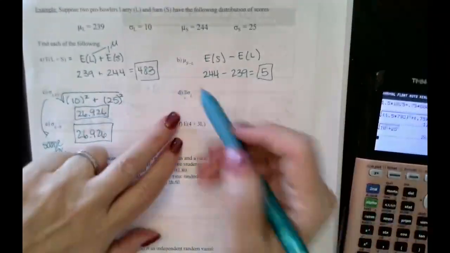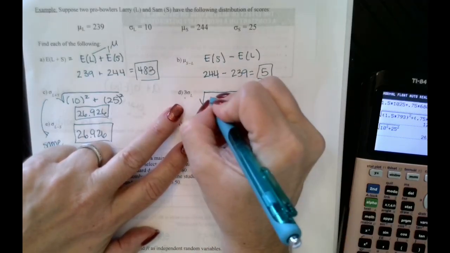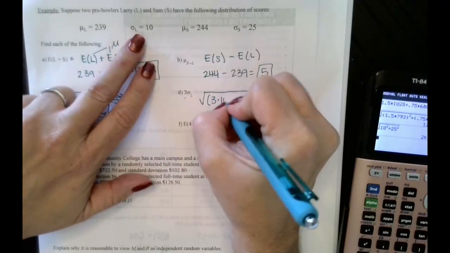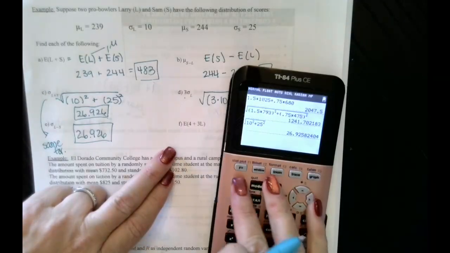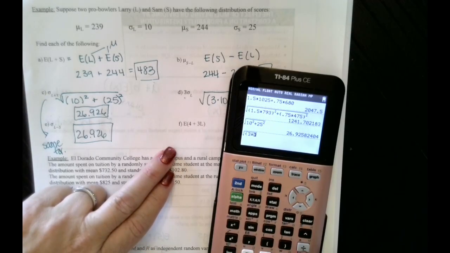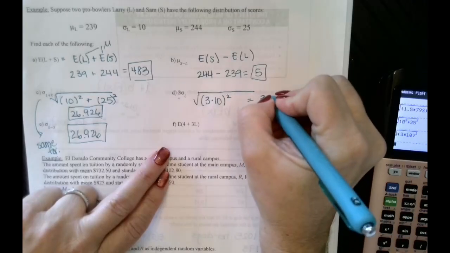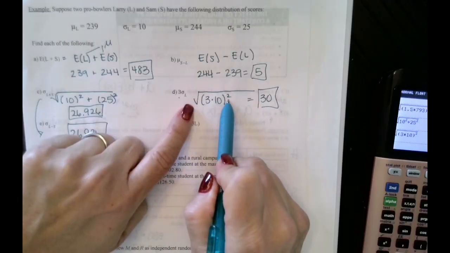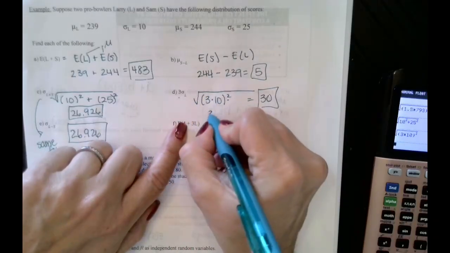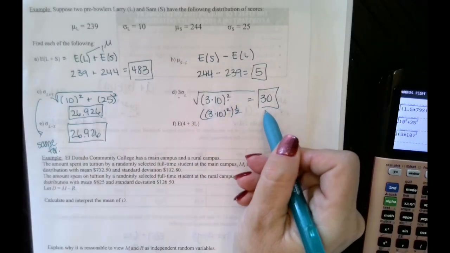All right, this next one is 3 times the standard deviation of Larry. So if I have this, it's going to be the square root of 3 times Larry, which is 10, squared, and there's no value over here for Sam. So if I plug this value in my calculator, 3 times 10 squared, it's going to be, oh, duh, that was dumb. This is going to be 30. And here's how I know that. So the square root of something squared, it's like saying this, 3 times 10 squared, all of this to the 1/2 power. So because this goes away, it's just 30.